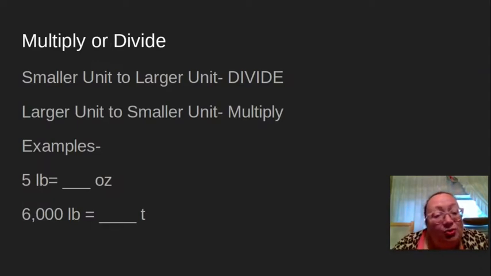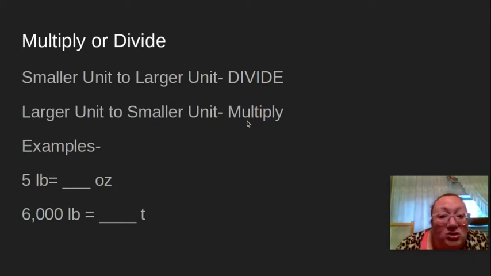So again, the rules apply that when we go from a smaller unit to a larger unit, we divide. When we go from a larger unit to a smaller unit, we multiply. So let's do some examples for weight. If I have a pack of chicken that's 5 pounds, how many ounces is that? Well, I'm going from a larger unit, because pounds are bigger than ounces. So I'm going from a larger unit to a smaller unit. So up here it says a larger unit to a smaller unit.